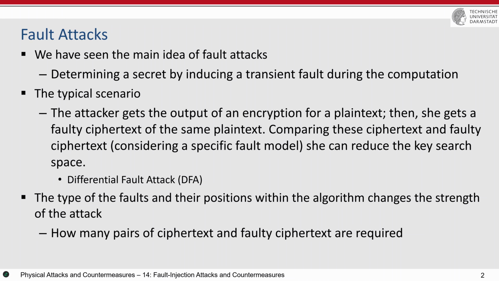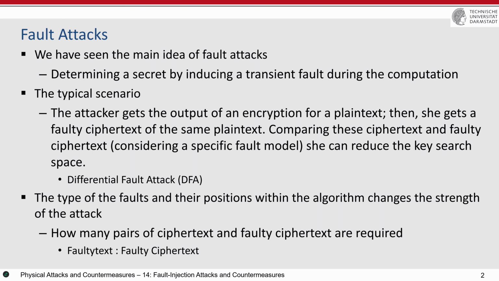If you have a very specific model to inject a fault, then you should have also a very low number of pairs of plain text and ciphertext to perform the attack. It means that if the model is very specific, and you need many pairs of ciphertext and faulty ciphertext, then the attack becomes very, very hard. Because injecting the same fault again and again to get many pairs of ciphertext and faulty ciphertext is not that easy.